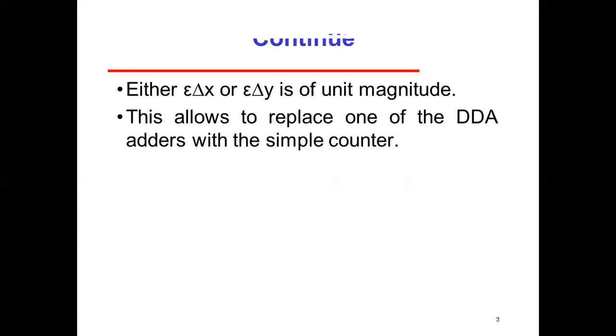So in this case, either epsilon delta x or epsilon delta y is of unit magnitude, and it will depend on the values of delta x or delta y, which one is larger. So this allows us to replace one of the DDA adders with a simple counter. In case of the simple DDA, we just replace the value of the x adder by 1, that is epsilon delta x is equal to 1 or epsilon delta y is equal to 1, and it will depend on the larger value of either delta x or delta y.